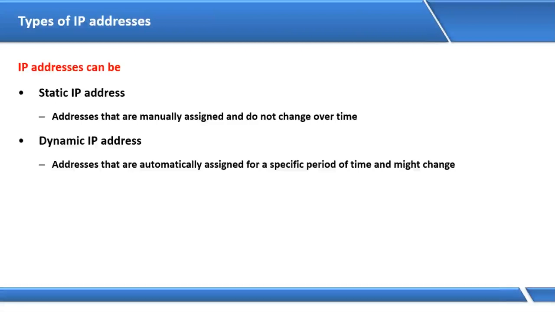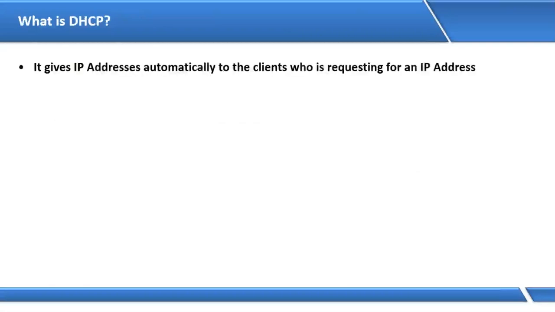Now we'll see how the DHCP server is working. You can see what the use of a DHCP server is and how it works here. The DHCP server gives IP addresses automatically to clients who are requesting an IP address. First the client has to request, and on request, the DHCP server will assign the IP address to the client.